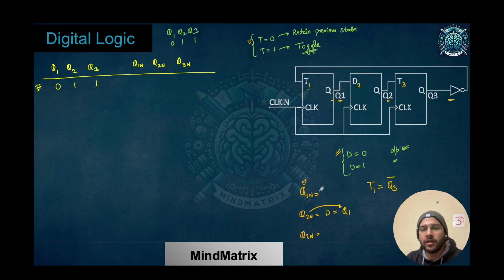It is very simple. Don't worry, you will be getting the entire concept clearly, but we need to do it in a proper way. So T1 value is equal to Q3 complement. Simple. Now what about Q3n? Q3n also depends on the value of T3. And what is T3 actually? T3 is equal to Q2. That means whatever is the value of Q2, that will decide the value of T3, whether it is 0 or 1, and that will eventually decide the value of Q3n. So I hope how to write the equations is clear to you. Now let's start solving this question.